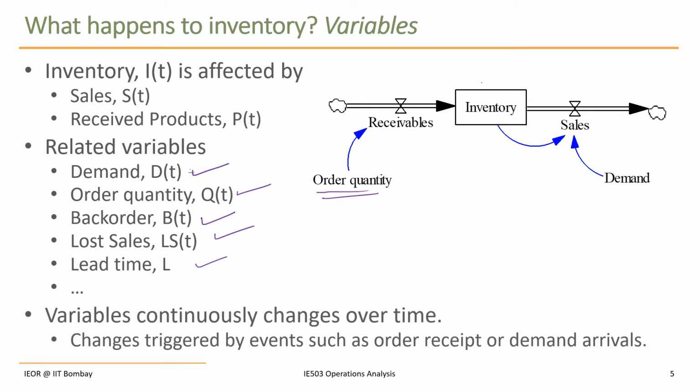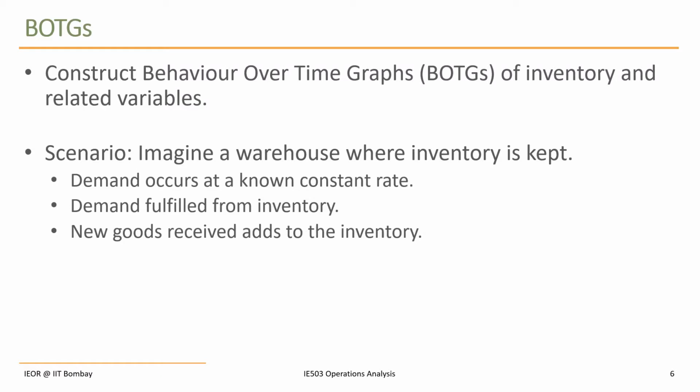Remember, all these variables continuously change over time, but these changes are triggered by specific discrete events such as receipt of new orders or the arrival of customer demands within the shop, the actual sales event, etc. Now, let us construct a few behavior over time graphs of inventory for some special cases so that we can better understand some of the terminologies and better visualize what happens to the inventory.